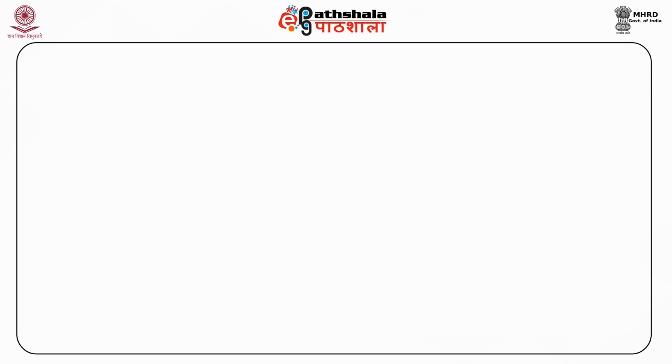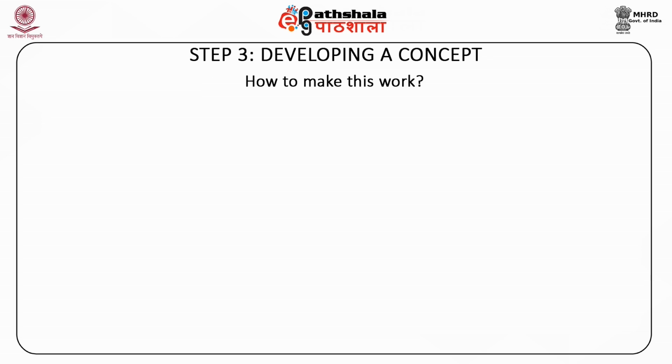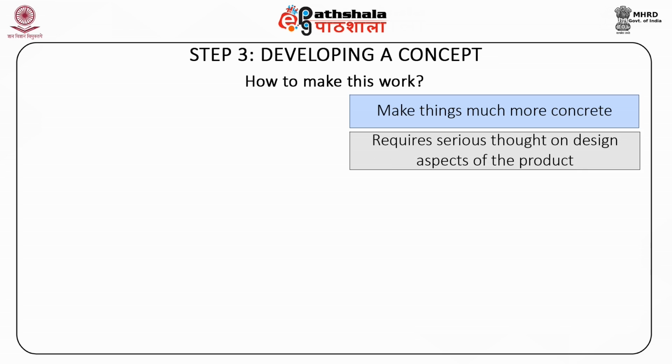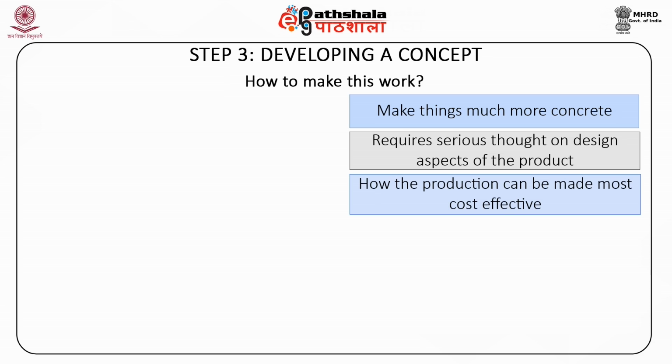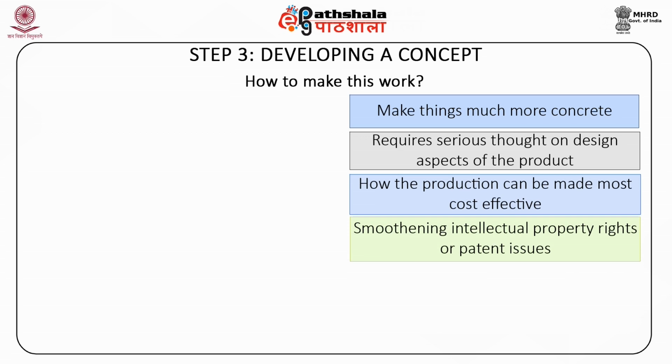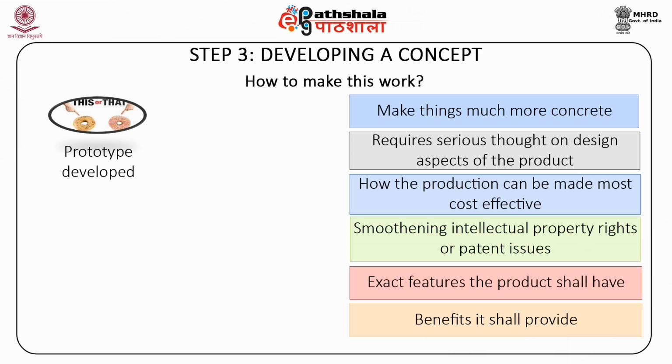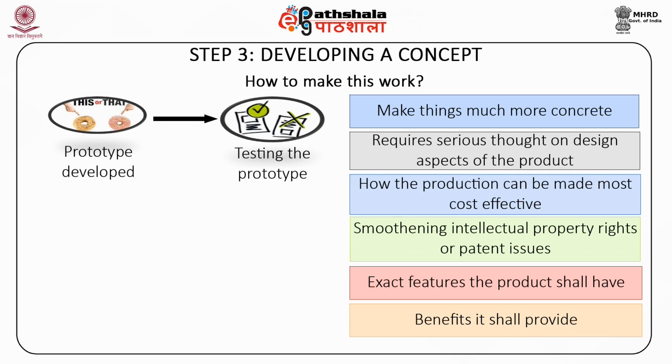The next step involves developing a concept. At this stage, the question shifts from will this work to how to make this work. Concept development makes things more concrete. It requires serious thought on design aspects of the product, how the production can be made most cost effective, smoothing out any intellectual property rights or patent issues, exact features the product shall have, the benefits it shall provide, and so on. Very often, a prototype is developed at this stage and it is tested for its feasibility.